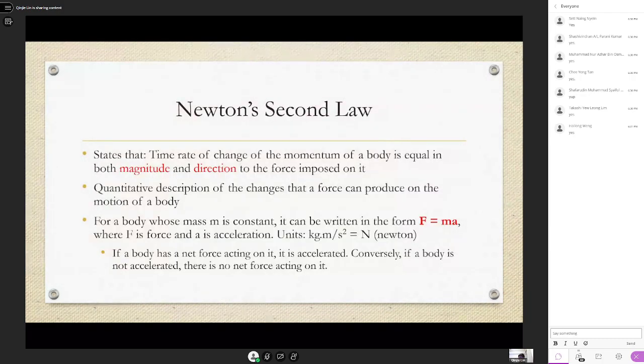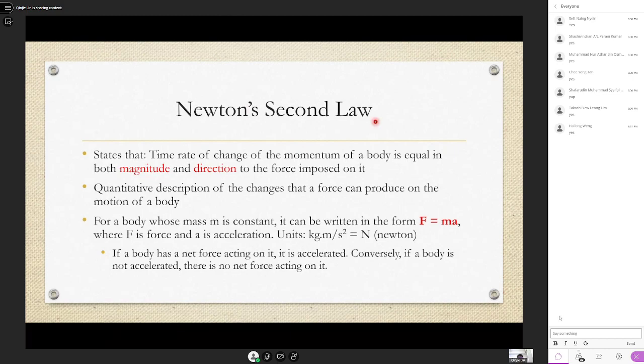Any questions on the first law? The first law is more of a qualitative concept. So we need to know that there are no calculations based on that. Qualitative means it's just explaining and based on words. Quantitative means there will be numbers and of course equations.